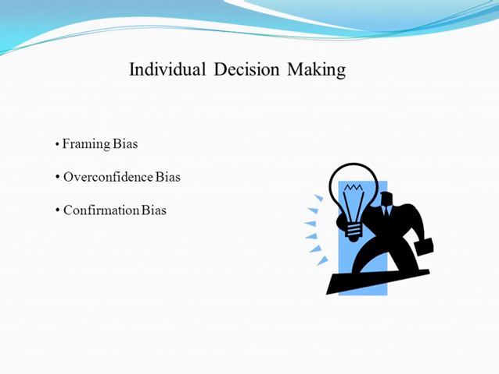In order to understand team decision-making, we need to understand how an individual decision can affect teams. In this section, we will discuss the framing bias, the overconfidence bias, and the confirmation bias.